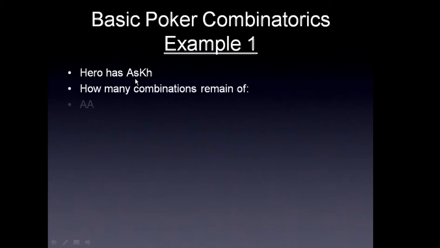So I'll give you some quick examples, just because I went through this very quickly. We have ace of spades, king of hearts. How many combinations of aces are there? How many combinations of ace-queen? How many combinations of ace-queen suited? And how many combinations of ace-queen offsuit?